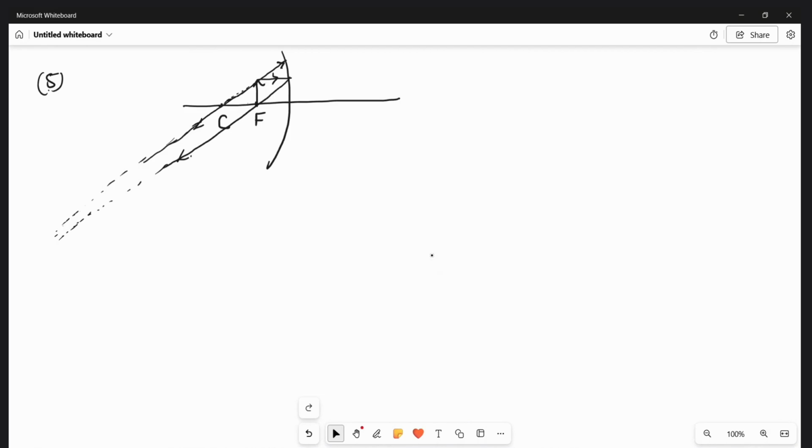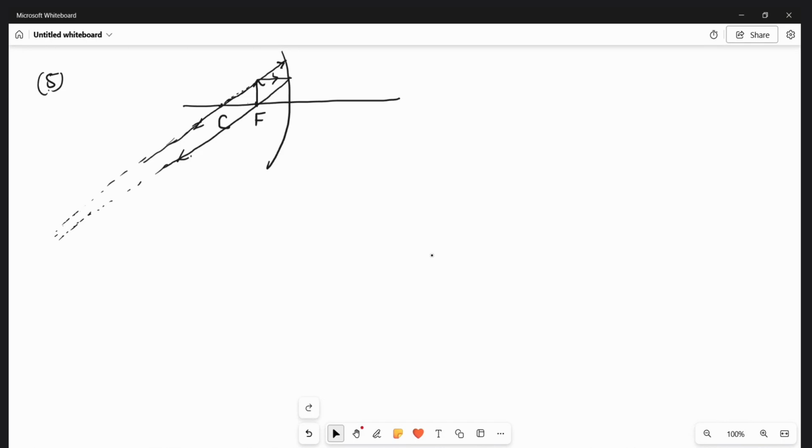It will reduce. Next case, it will not reduce. No, parallel. It's parallel. We assume it will meet somewhere very far. Yeah, we assume that it will. Some distance will reduce actually. That's why we say at infinity it will meet, somewhere very far.